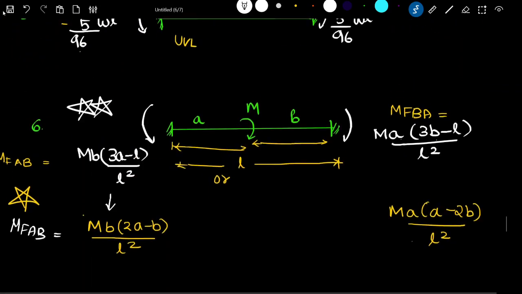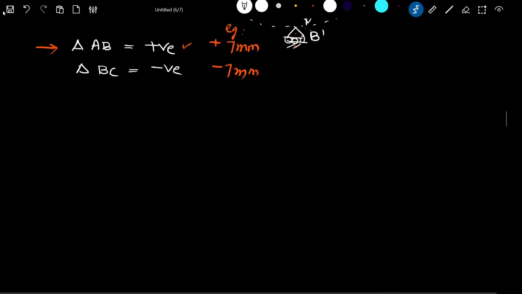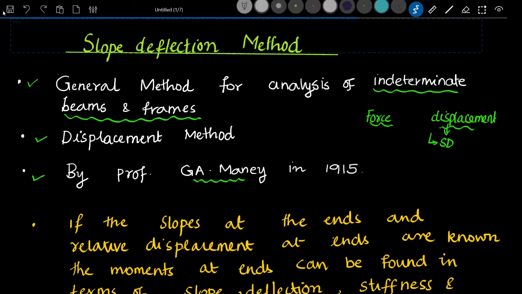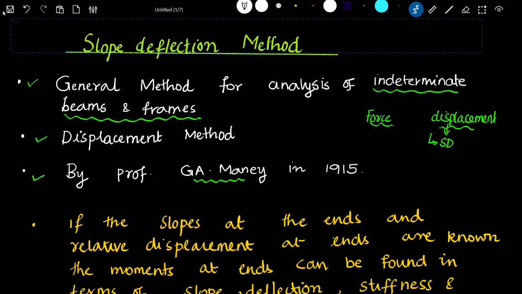These are the basic things we need to know about the slope deflection equations. The further application of the slope deflection equations in the problems, we can see in the upcoming parts of the classes.